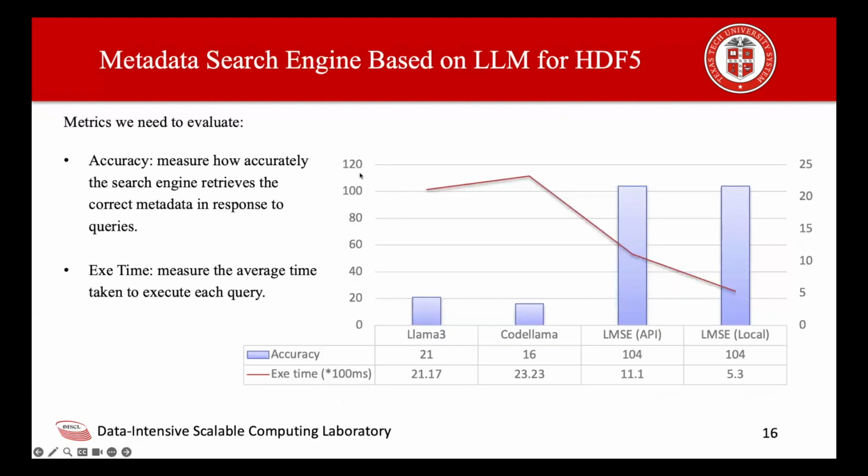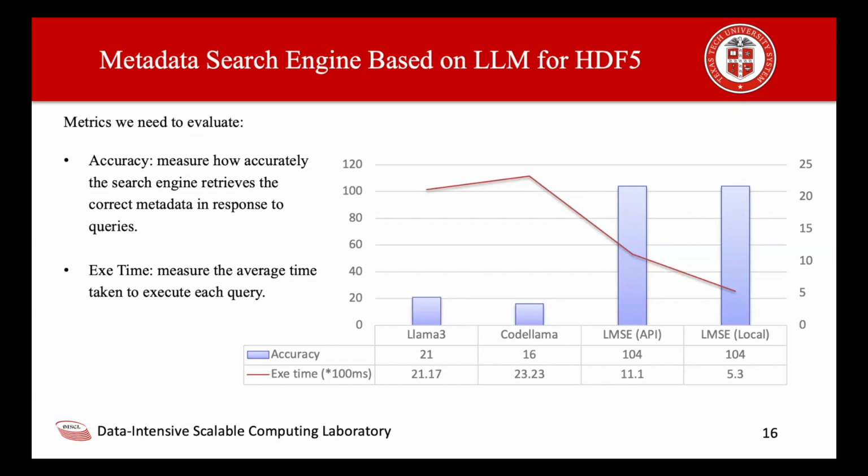And this is the experiment of our search engine. The metrics we want to evaluate, for now, are the accuracy and the execution time. We compare our search engine with Llama 3 and Code Llama. Llama 3 is just a basic model. Code Llama is used to generate code and then use the code to query your metadata.